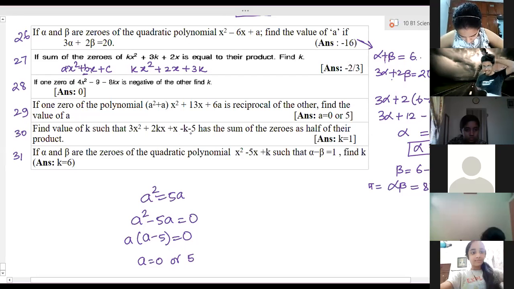From this equation, what is the value of A? 3. B? 2k plus 1. And C? Minus k minus 5.